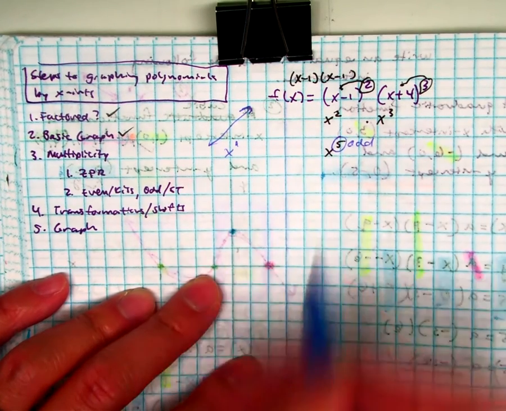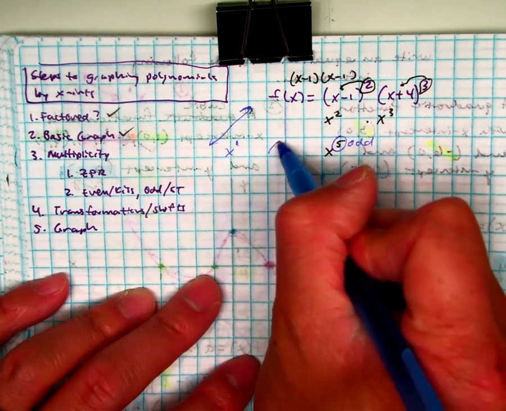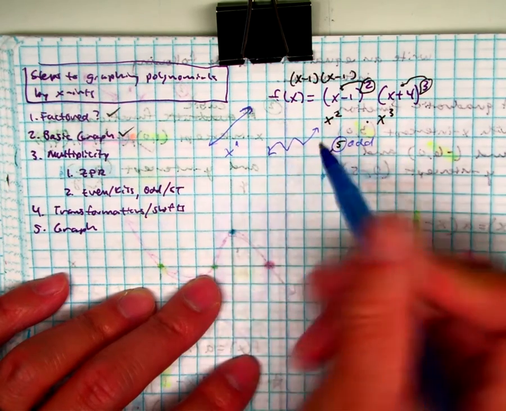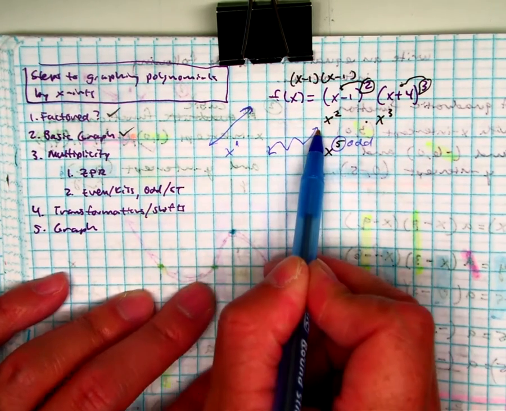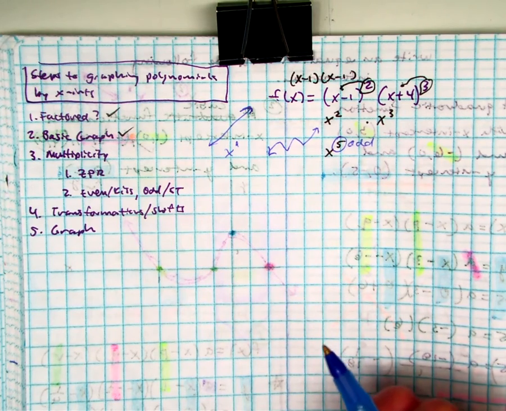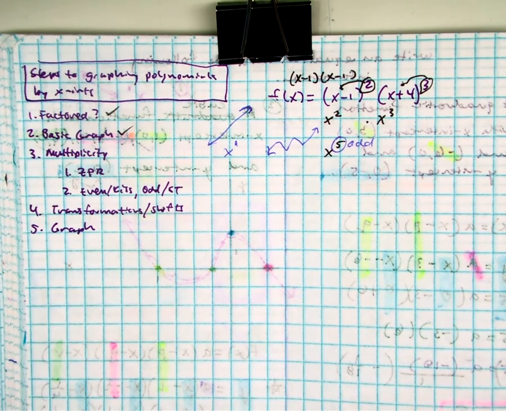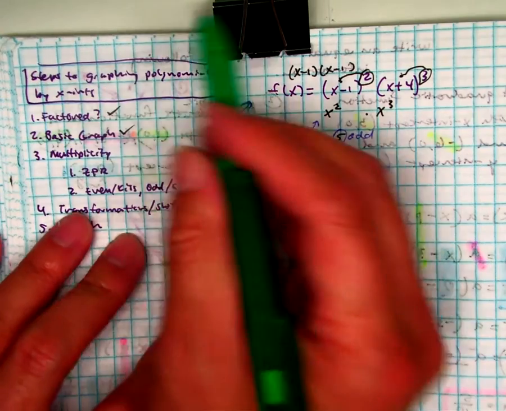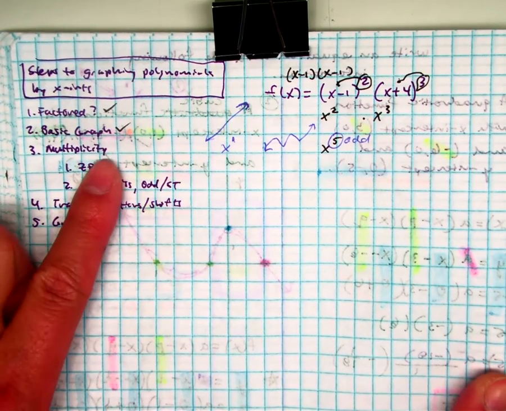Okay? So I know my graph's probably going to look something like that. It's going to start down and then end up. So that's just basically what a basic graph looks like. And we're going to sketch it more with more details. Let's go through the multiplicity now.